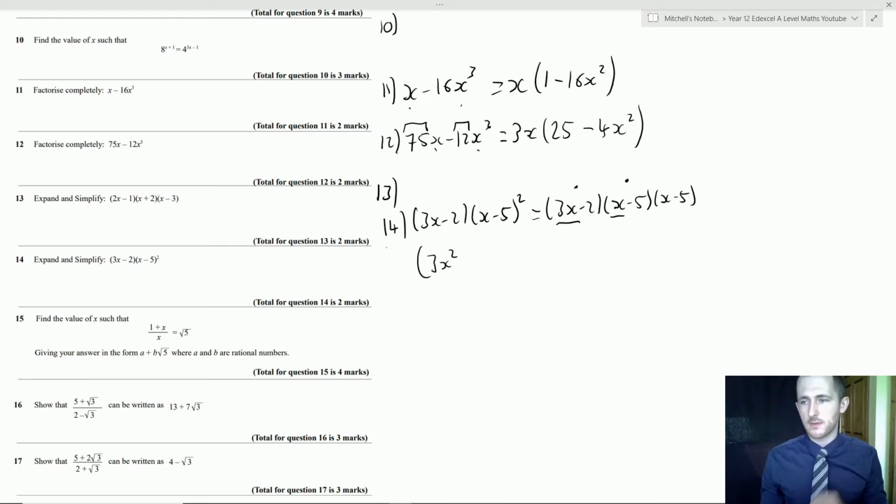Then you do the outside terms. So you do 3x times minus 5. So again, the outside terms are the ones that are furthest apart from each other. 3 times minus 5 gives me minus 15. x times effectively 1 gives me x. And then you do the inside terms, the two that are basically touching. You have minus 2 and x. Minus 2 times x gives me minus 2x. And then you do the last terms. So you do the last terms in each bracket. So minus 2 and minus 5. Minus 2 times minus 5 gives me plus 10.